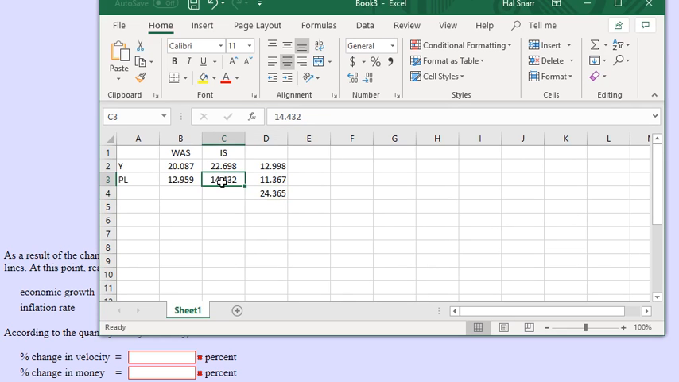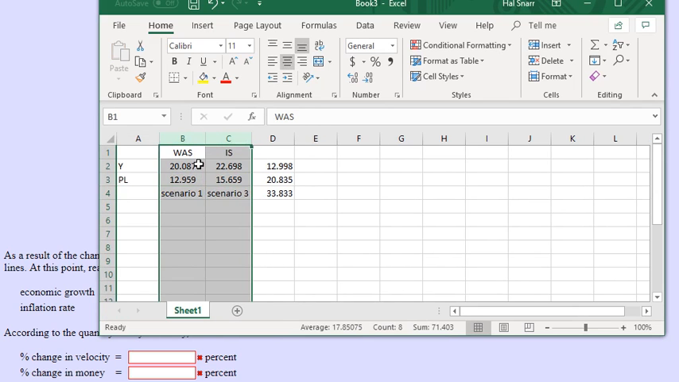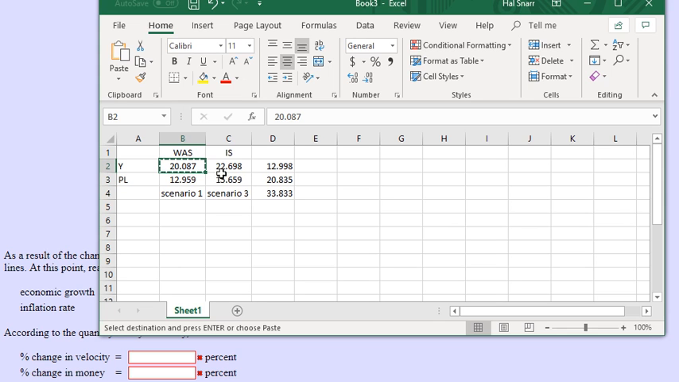So I'll modify my Excel spreadsheet here. So this is scenario 3. And this is scenario 1 now. Okay? And remember I just said what? That GDP did not change from scenario 1 to scenario 2, or scenario 3.